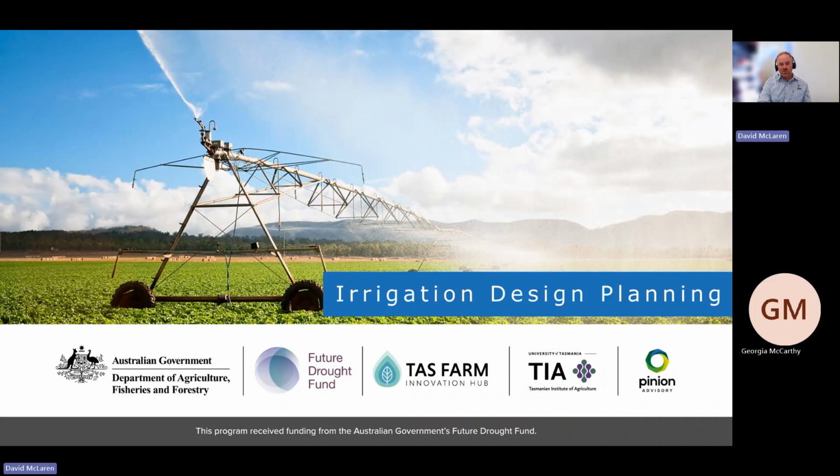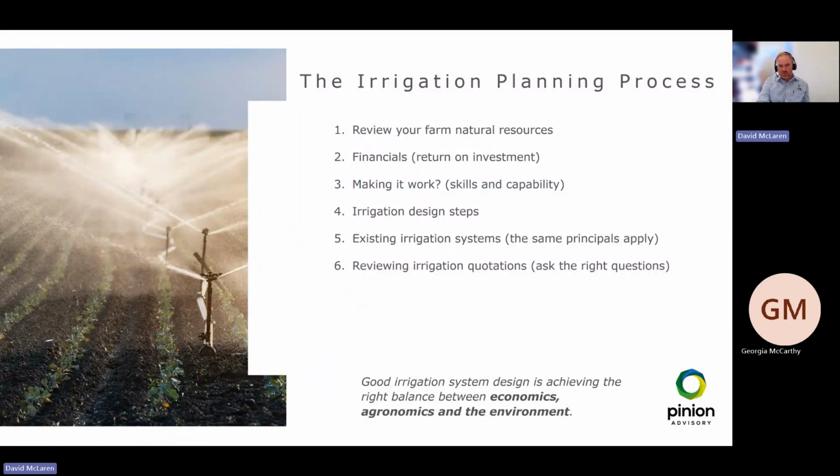I'm a Senior Consultant for Pinion Advisory, and today I'm going to present a presentation that goes through the critical steps of the irrigation design planning process. So the irrigation planning process, I'm going to talk about 6 components, and these components are as follows. I'm going to start off with number 1.